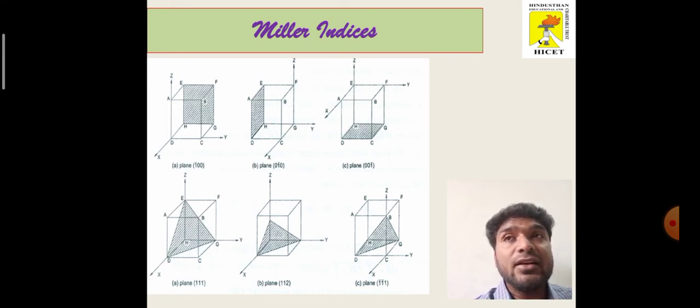If any plane intercepts on the negative coordinate axis, then it should be represented as a bar over that number. So instead of writing 1, 0, 0, we have to write 1 bar 0, 0, because the plane is intercepting along the negative coordinate axis. Please look at the next diagram. If you are considering the x, y, z axes, the plane is intercepting along the negative side of the y-axis. So we have to consider it as 0, 1 bar, 0.